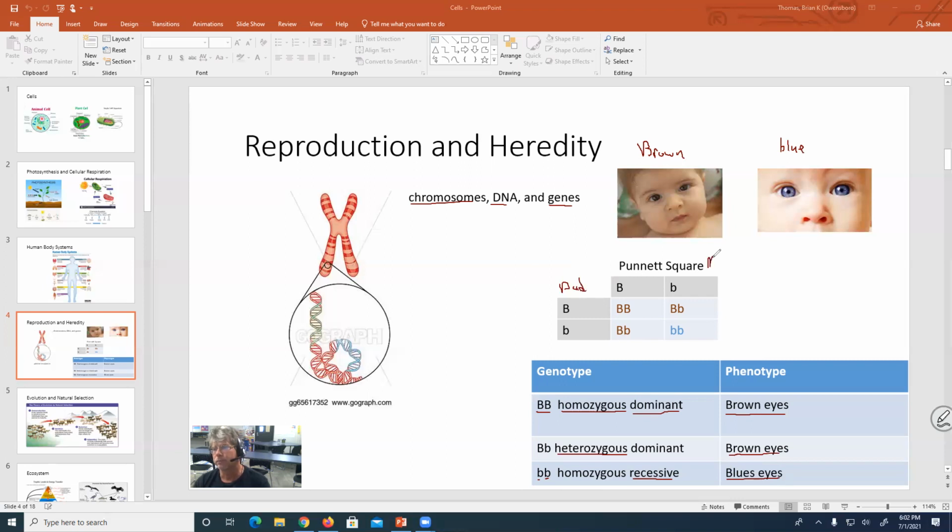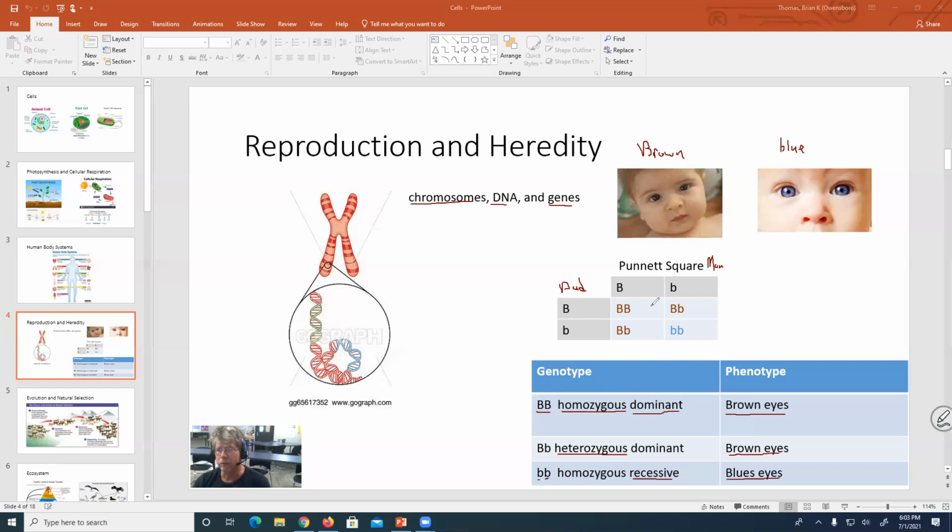And your dad has big B, little b, which means your dad has brown eyes. He's got the brown eye trait and he's got the blue eye trait. And mom also has big B, little b. So she also has brown eyes. And these would be both examples of heterozygous. So both these parents would be heterozygous since they're mixed.